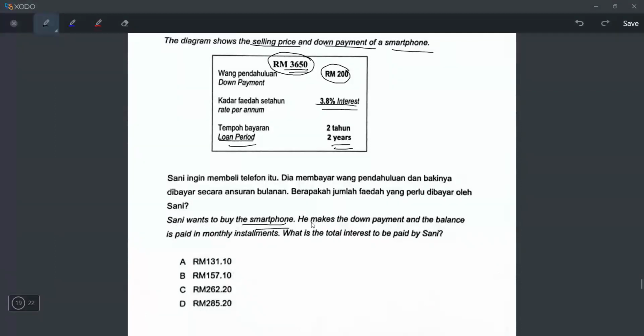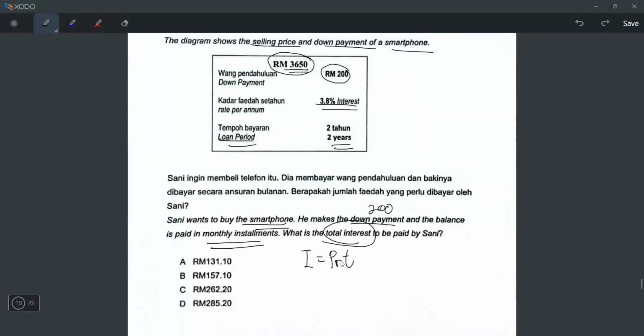Sunny wants to buy the smartphone. So I assume this is the price. He makes the down payment, which is 200, and the balance is paid in monthly installments. What is the total interest to be paid? So if you want to count the interest, there's a formula. The formula for interest I is PRT. Okay, PRT.